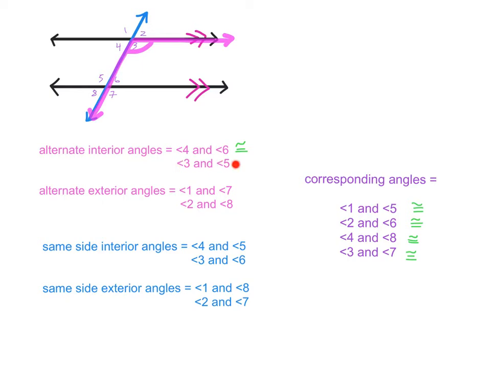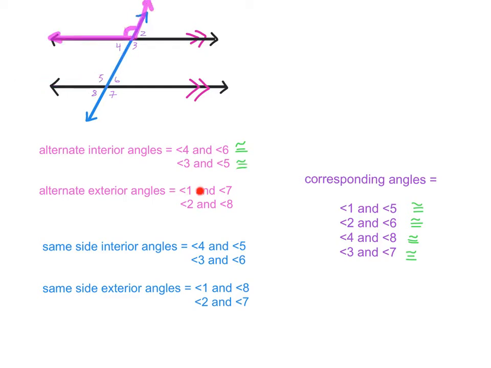So this time, let's look at angles 3 and 5. 4 and 6 were congruent. How about 3 and 5? Well, 3 and 7 we know are congruent because they are corresponding angles. And 5 and 7 are vertical angles. So we know that 5 and 7 also are congruent. So if 3 is congruent to 7, 7 is congruent to 5, it leads me to believe, yes, 3 and 5 are in fact congruent.